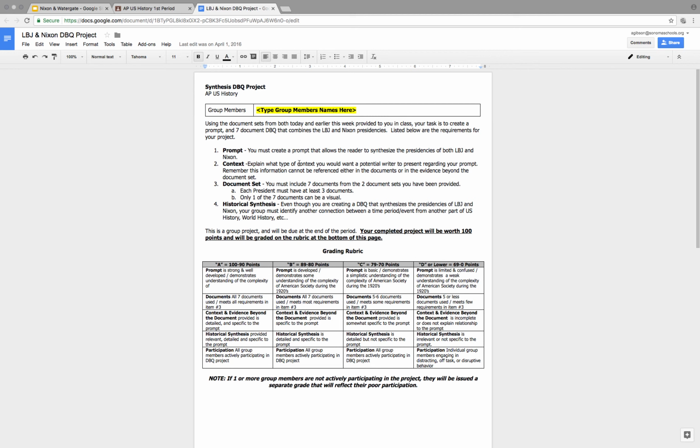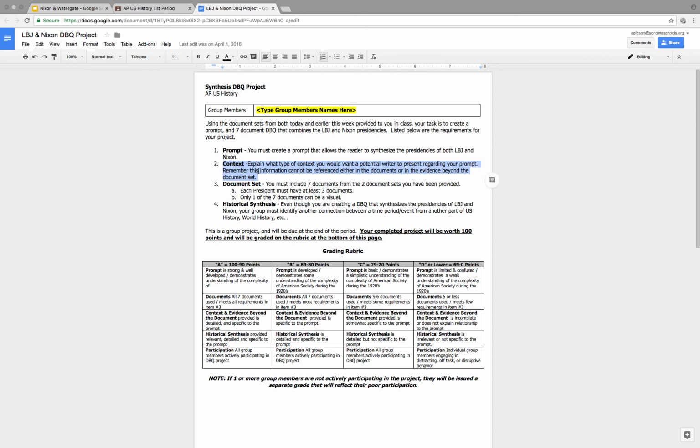The second thing you're going to have to do is the context. You're going to have to explain briefly what exactly you are looking for from your reader in terms of their knowledge of this time period. You want to make sure that the context is not referenced in the documents, so this is evidence beyond the documents. For example, you want to give something very specific. If you see something that references Nixon's foreign policy achievement in Russia in the document set, your context could be his foreign policy achievement in China. Or possibly how the 1968 election ran. Remember, the context is beyond what the documents are providing.